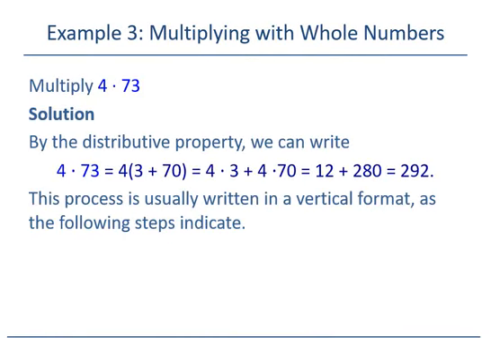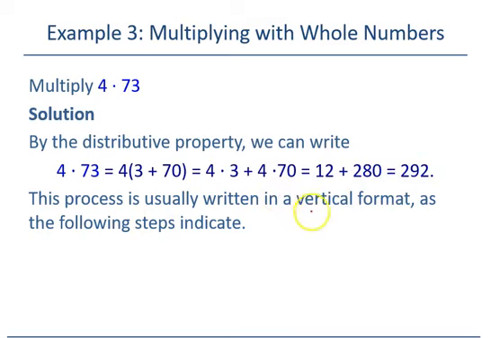Let's continue on to example 3 here, and notice that we've got to multiply 4 times 73. We'd use the distributive property for this. Now, mind you, you're not going to do this whole bunch. This is good for mental math, I guess. By the distributive property, you can do 4 times 73, or 4 times 70 plus 3. Notice they did this in the expanded notation that we learned about. So you get the 4 times 3 plus the 4 times 70. Well, 4 times 3 is 12, and then 4 times 70 is 280. Add those together and you get 292.